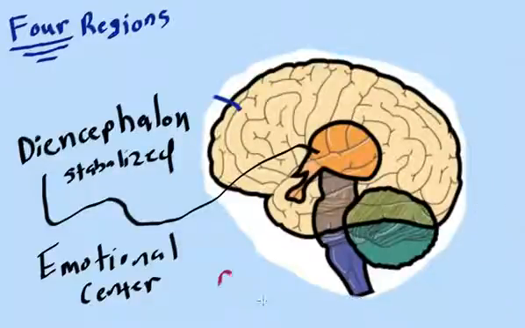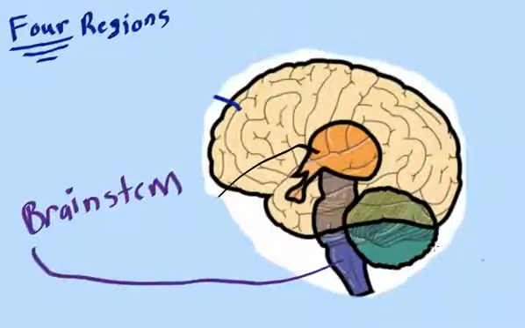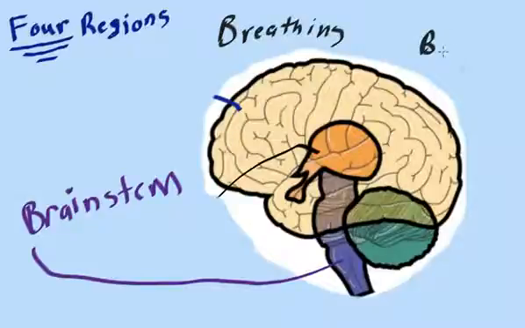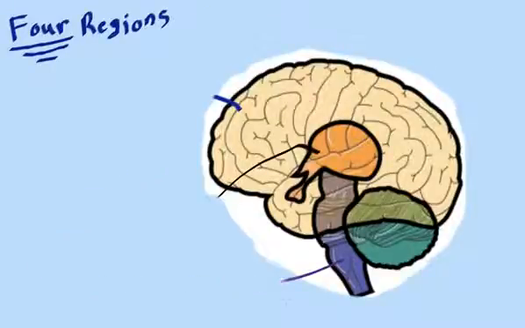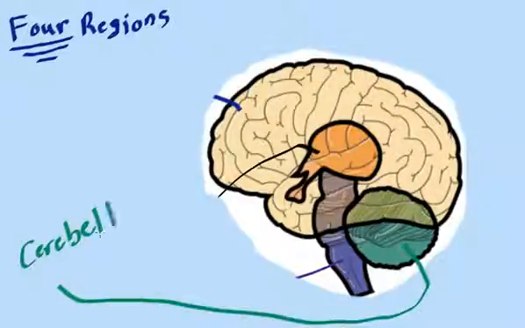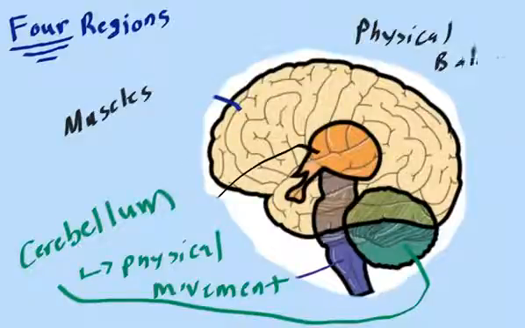Now let's move on to another region of the brain. Let's look at the brainstem. The brainstem controls the vital activities such as breathing, blood pressure, and consciousness. Finally, let's move on to the cerebellum, shown here in green. The cerebellum manages our physical movement. It provides a precise timing for skeletal muscle activity and controls our physical state of balance and equilibrium.